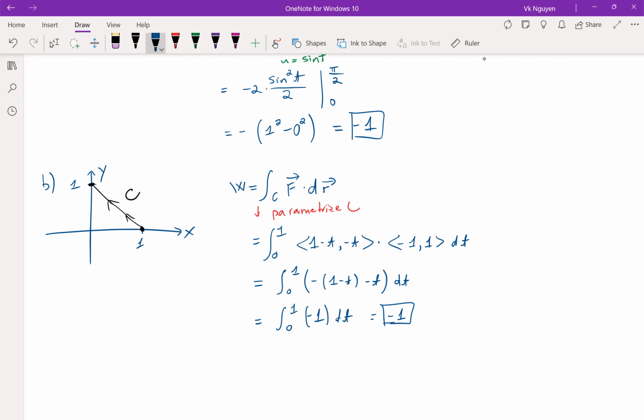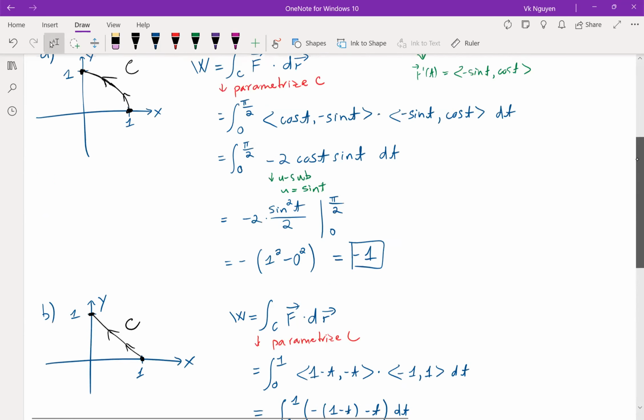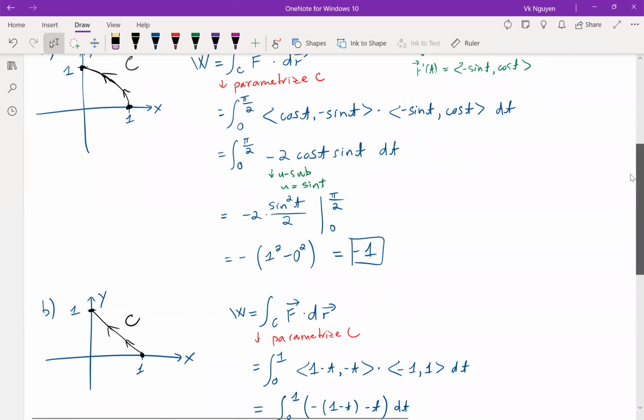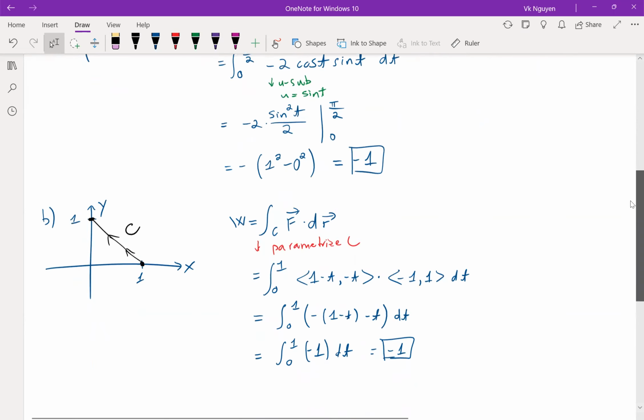Okay, so from A and B, hopefully you see something, right? It looks like it doesn't matter how we go from one point to another point, because we can travel using part of the circle, or we just do the straight line. Work is the same, and there's a reason why it is the same.